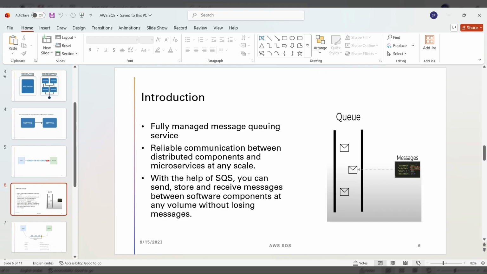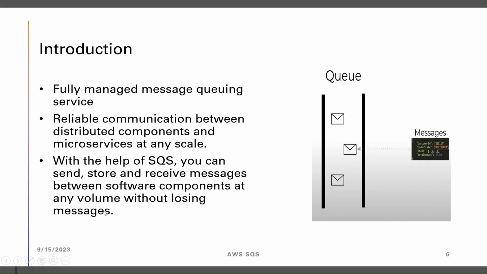Let's understand what AWS SQS is in detail. It is a fully managed messaging queue service that allows us to decouple applications and build distributed systems. Using SQS, we can send, receive, and store messages without losing them.